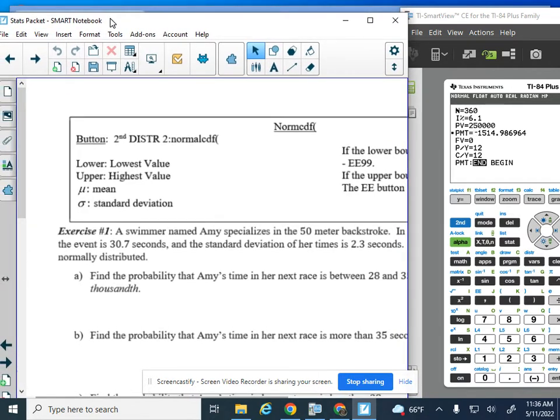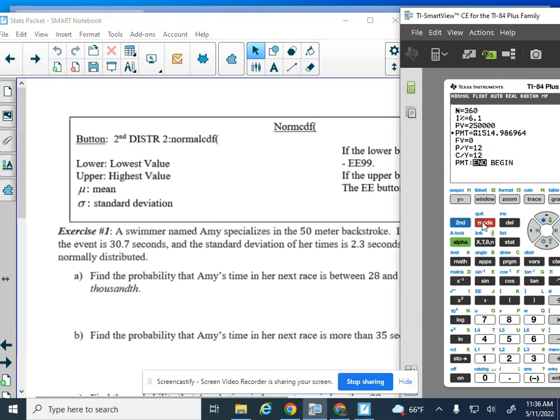So the first place we need to go when we realize it's a normal probability problem is we're going to press second distribution. So that's second and then this vars button. And we're going to choose normal CDF. So we're not ever going to use this normal PDF. We're always going to use number 2.